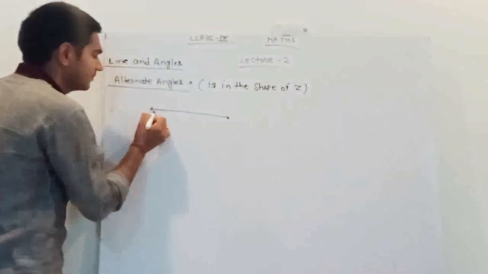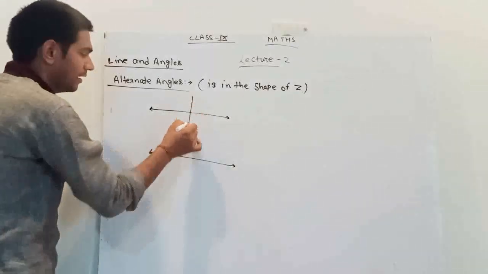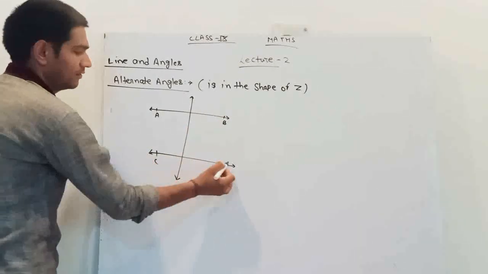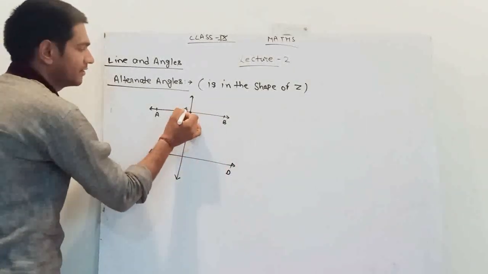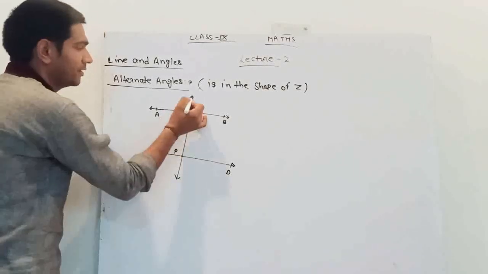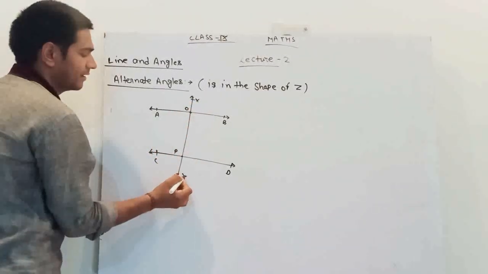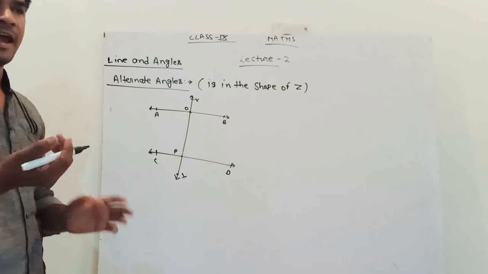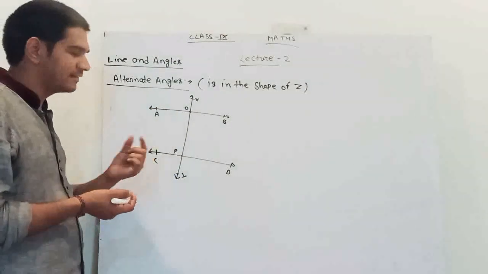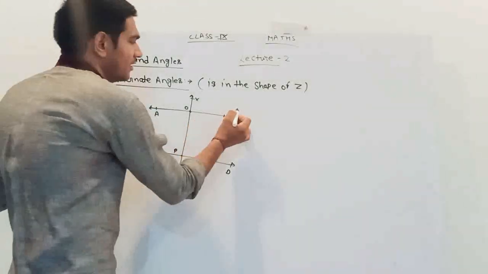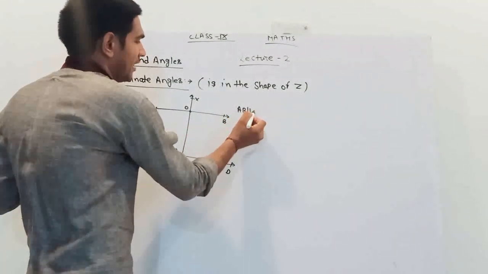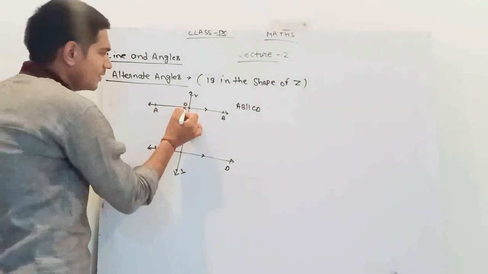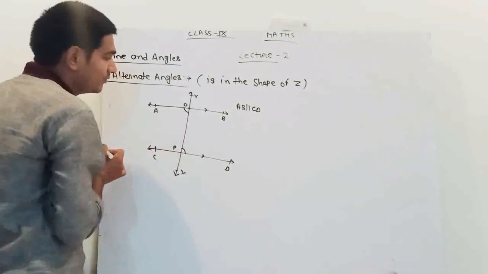Two parallel lines and one transversal line. A, B, C, D, these are the lines, the intersection points are O and P, and XY is the transversal line. So this line XY intersects the lines AB and CD at two different points. First point is O and second point is P. So these lines are parallel. Here AB is parallel to CD.